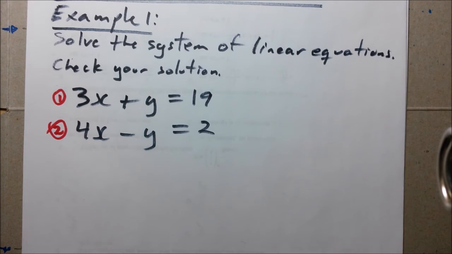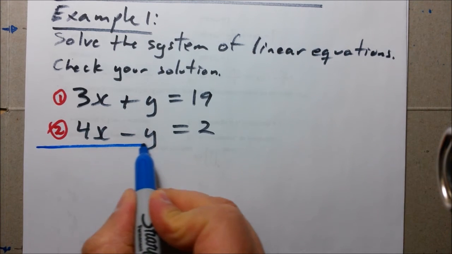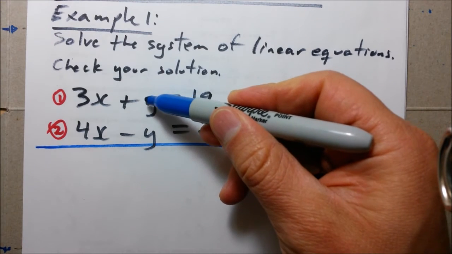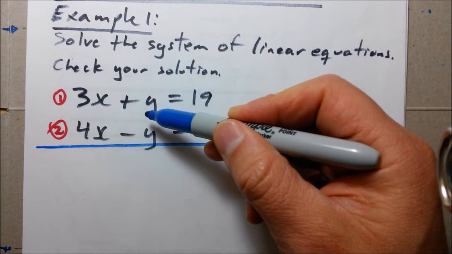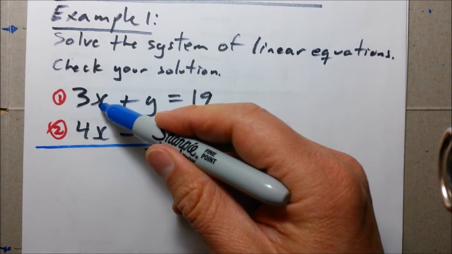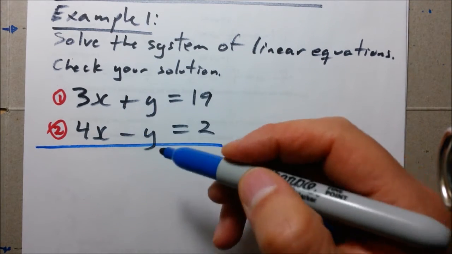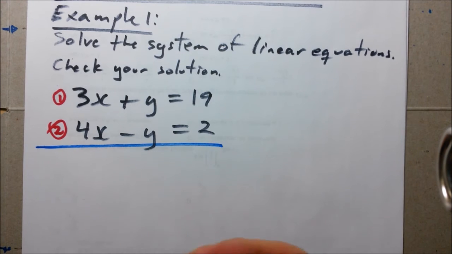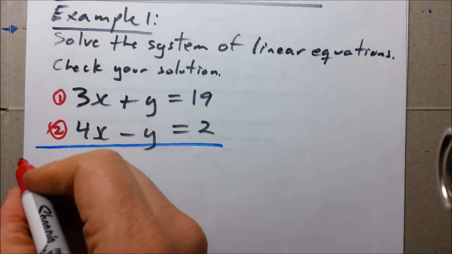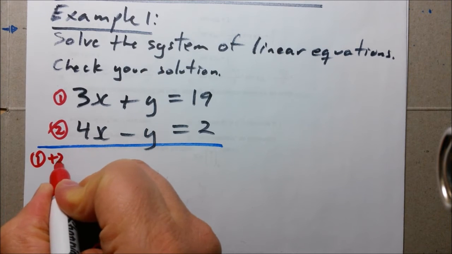So what we're going to do is add these two equations in order to eliminate the y variable. Once we eliminate the y variable, we can find out what x is, and once we have the value of x, we can substitute it back into either one of these equations to find out what y is. So first, let's add these equations. To eliminate y, we add equation 1 plus equation 2.